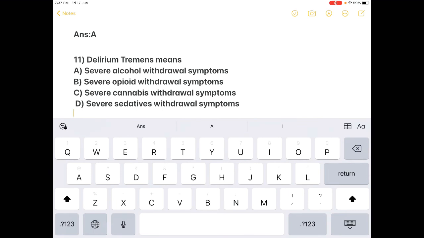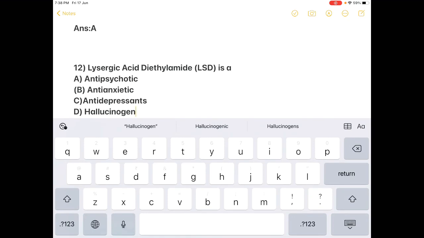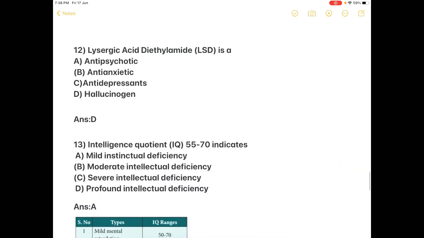Next question. Delirium tremens means: option A, severe alcohol withdrawal symptoms; option B, severe opioid withdrawal symptoms; option C, severe cannabis withdrawal symptoms; option D, severe sedatives withdrawal symptoms. The correct answer here is A. Delirium tremens is present in alcohol withdrawal patients. Lysergic acid diethylamide, LSD, is: A, an antipsychotic; B, an anti-anxiety drug; C, an antidepressant; D, a hallucinogen. The correct answer here is D, hallucinogen.